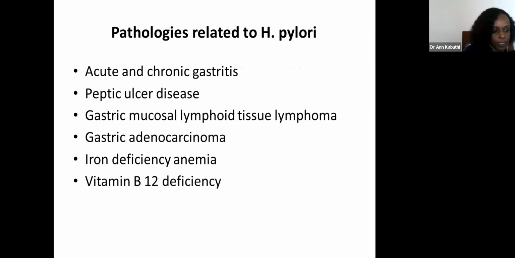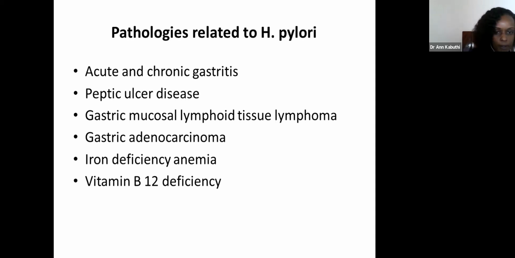So H. pylori has been implicated in causation of various pathologies. As we all know, H. pylori has been implicated in causation of acute and chronic gastritis. This is following inflammation-associated gastric mucosal injury. H. pylori has also been associated with causing peptic ulcer disease. As we all know, H. pylori was classified as a carcinogen by WHO and has been associated in causation of gastric mucosal associated lymphoid tissue lymphoma and also gastric adenocarcinoma.